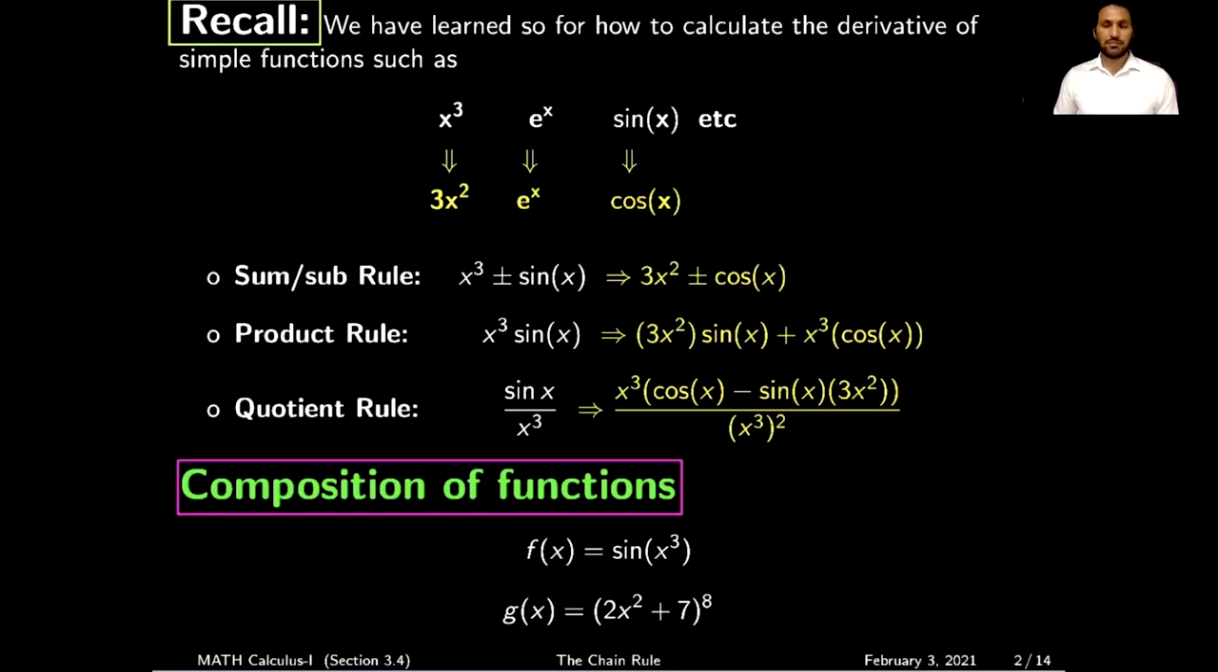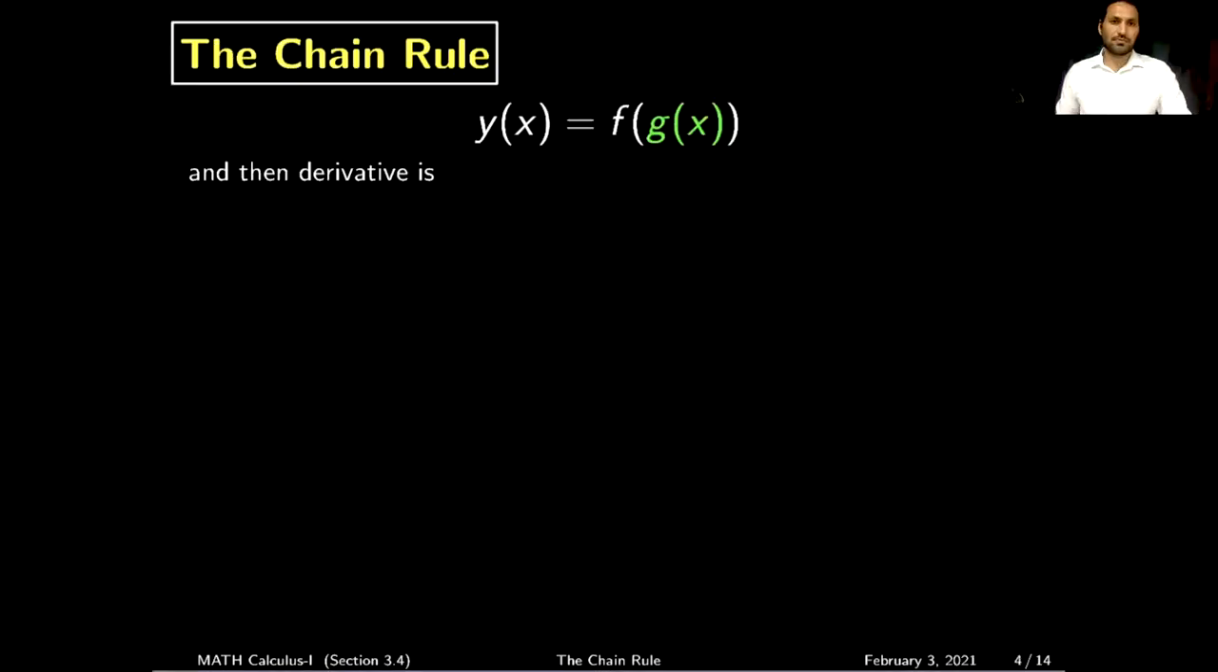So if one simple function is sitting inside of another simple function, this type of function is known as a composite function. To calculate the derivative of composite functions, we use the chain rule, which is the topic of our discussion. Before I give you the formula of the chain rule, let me give you an intuitive idea of how the formula of the chain rule should look.